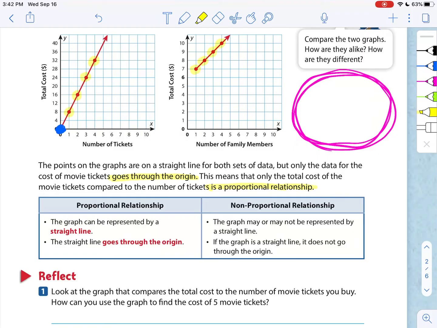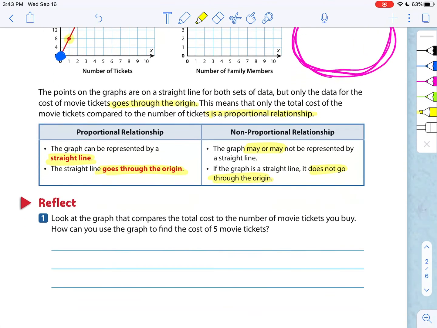So let's compare a proportional relationship and a non-proportional relationship. A proportional relationship, the graph is represented by a straight line, and the straight line goes through the origin. That means it's proportional because it meets both of these criteria. A non-proportional relationship, the graph may or may not be a straight line. It could be either one. A non-proportional relationship, the graph is a straight line, but it does not go through the origin.